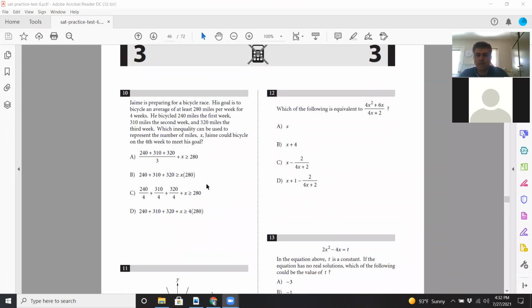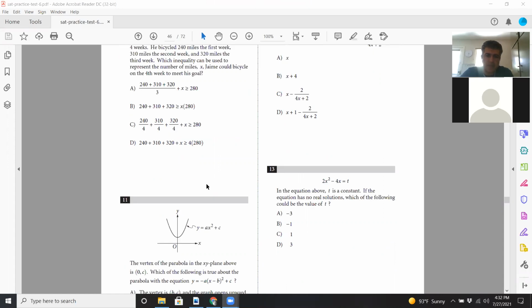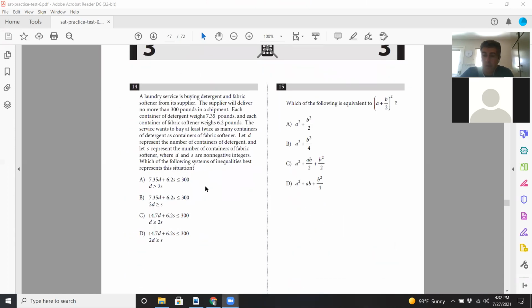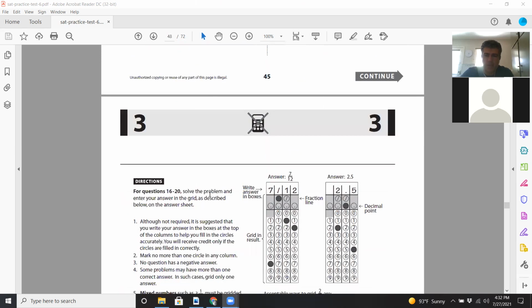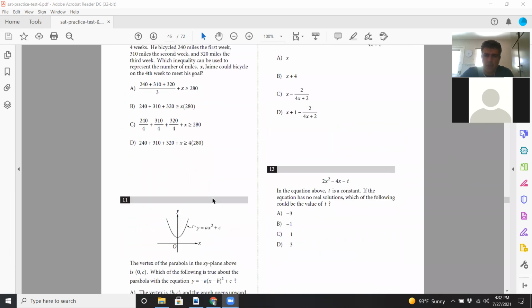So we'll talk about 10 through 13 together. And then I'll have you guys try 14 and 15, see how those go. They'll do the free response after that. Then we'll do a short break.